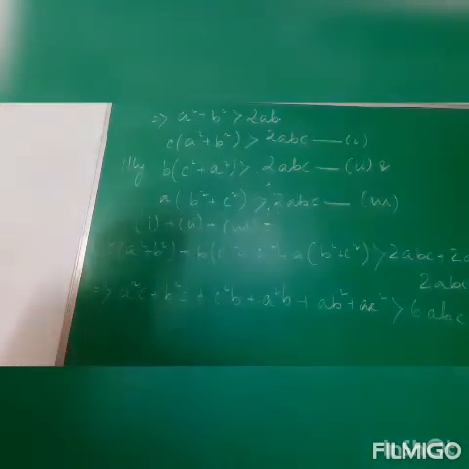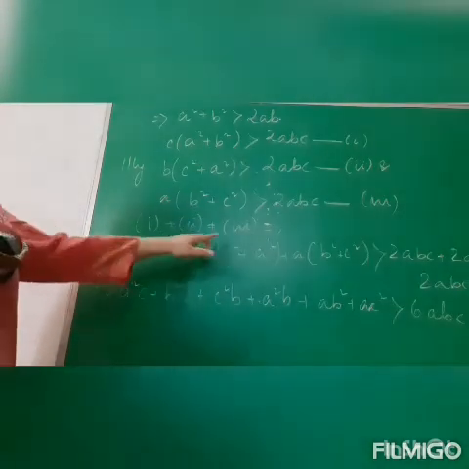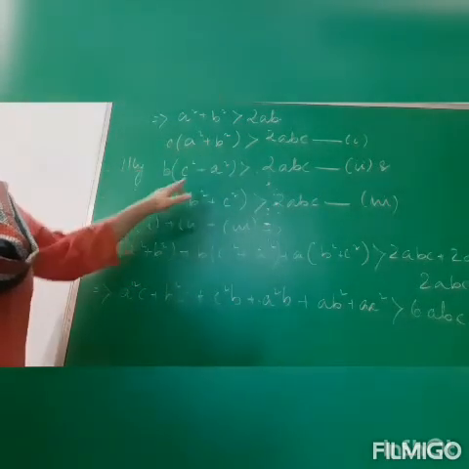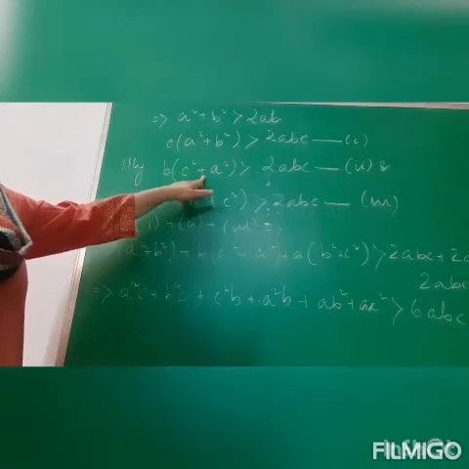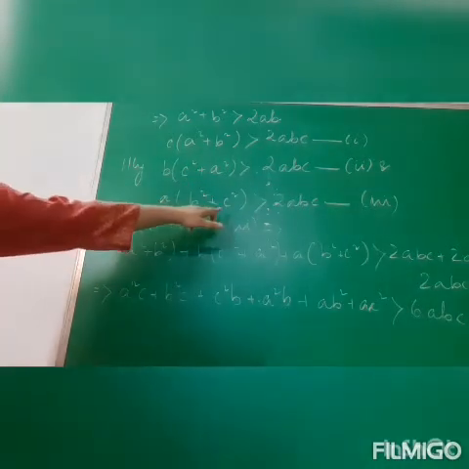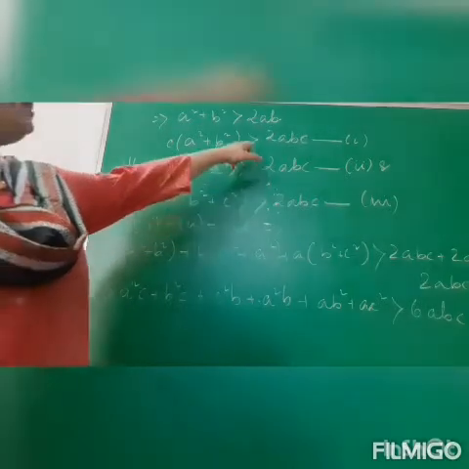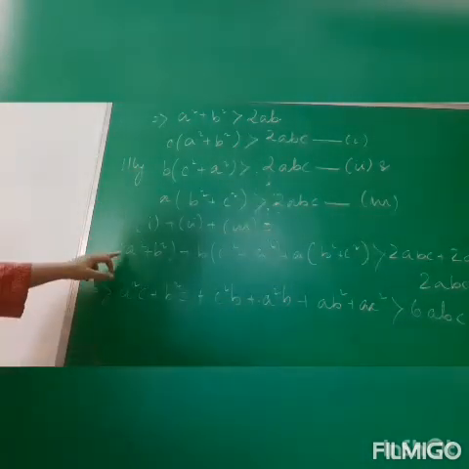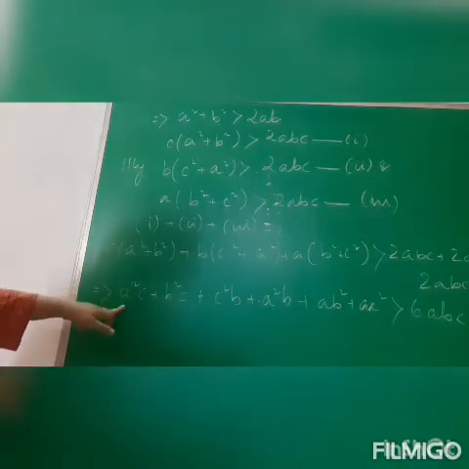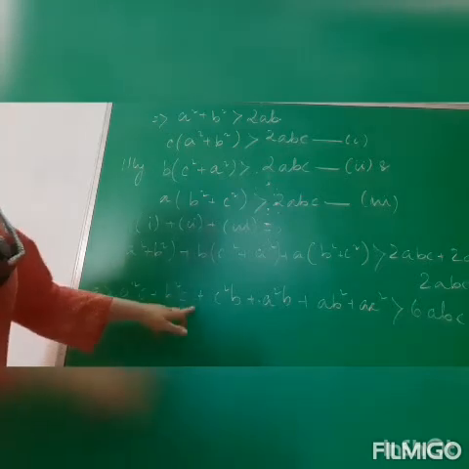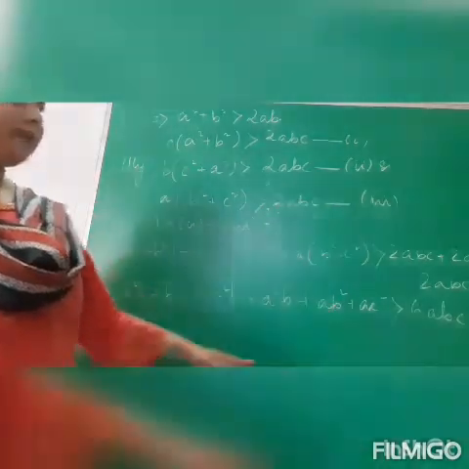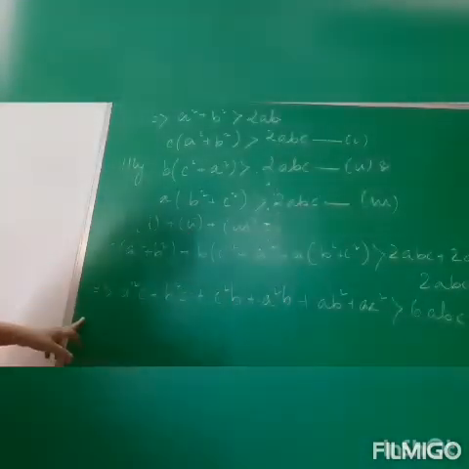Now add these three equations. What we will get? 1 plus 2 plus 3. If I do this, c into (a square plus b square), plus b into (c square plus a square), plus a into (b square plus c square) is greater than twice abc plus twice abc plus twice abc. Now multiply this out: c into a square, so a square c plus b square c plus c square b plus a square b plus ab square plus ac square is greater than 6abc.